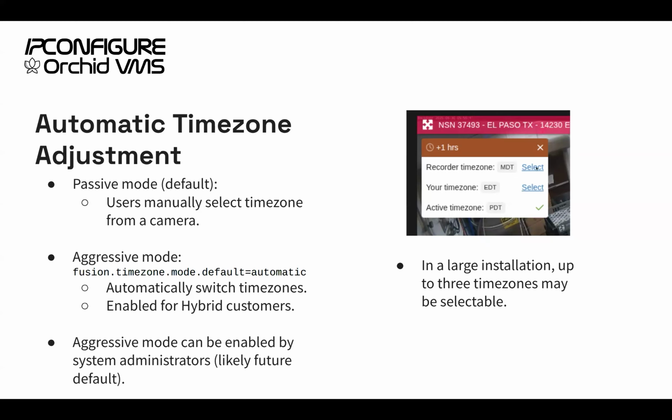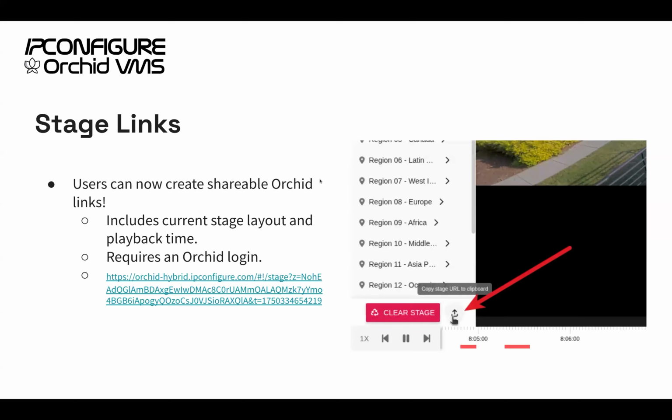So I'm looking at a player that is in Mountain Time. My actual local time is in Eastern Time, but I've configured the Orchid UI to use Pacific Time because I'm looking at another player that's already on the stage in Pacific Time. So again, we can handle some really complicated scenarios where I've got players from all over the world on the stage, but just by clicking that dialog, I can synchronize my timeline bar so that I'm looking at the time of whatever camera I'm viewing in Orchid. All right, so that is the automatic time zone adjustment.